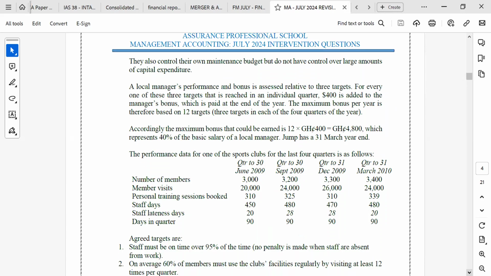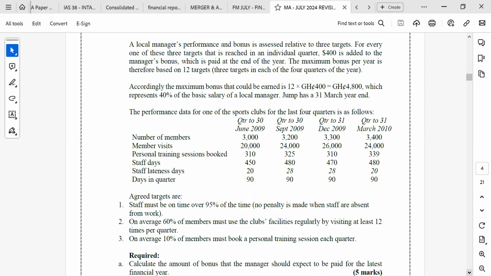The performance data for one of the sports clubs for the last 4 quarters is as follows. We have quarter 1 to 3. Then the items: number of members, member visits, personal training sessions booked, staff days, staff lateness days, days in quarter. Agreed targets are 1. Staff must be on time over 95% of the time. No penalty is made when staff are absent from work.